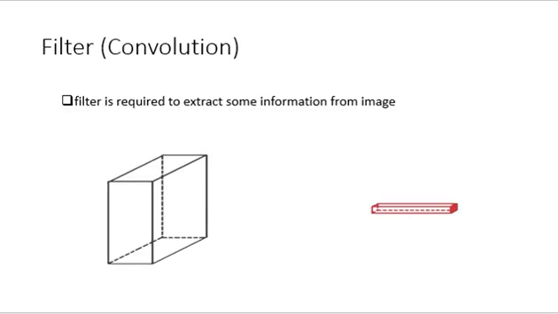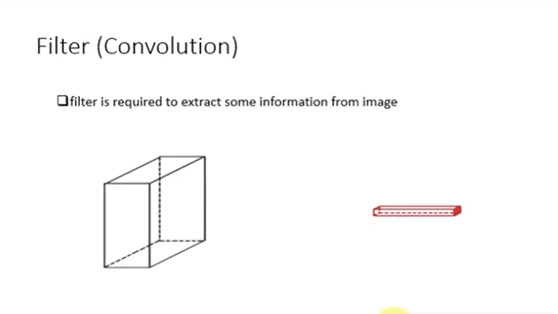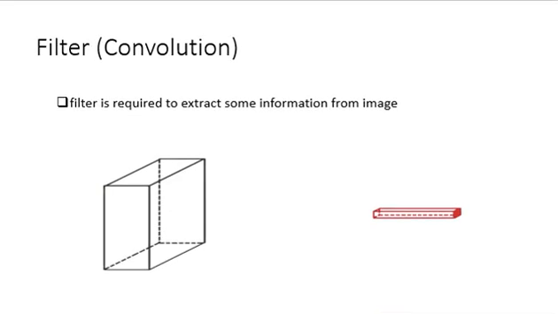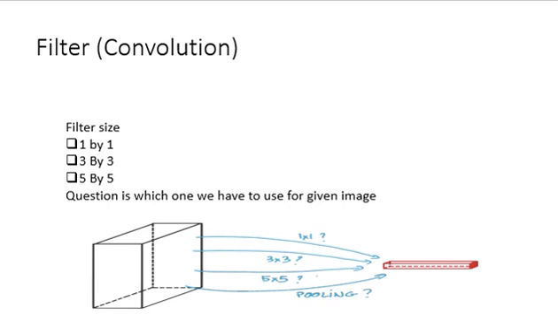So for a given image, it is natural that we can use a filter and then try to extract some information or output. However, we can use different sizes of filters, for example 1 by 1, 3 by 3, or 5 by 5. So which one do we have to use for the given image? This is really a big question mark.